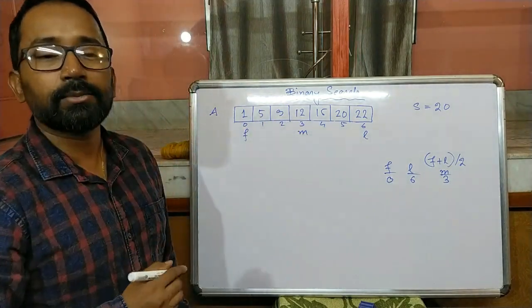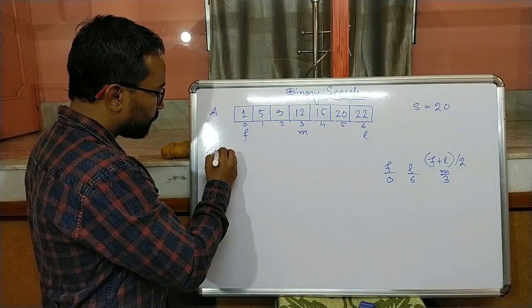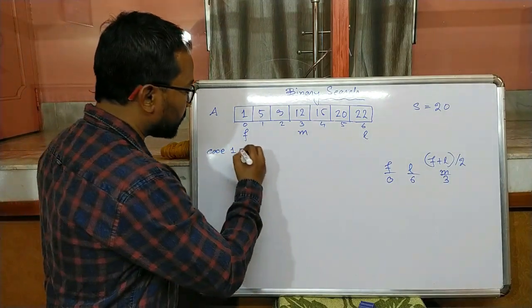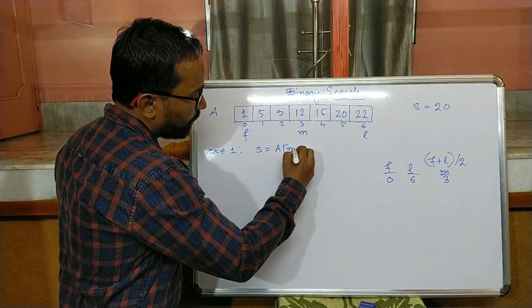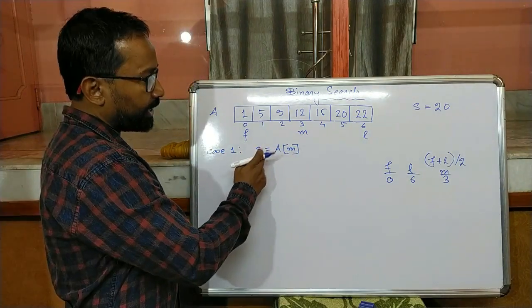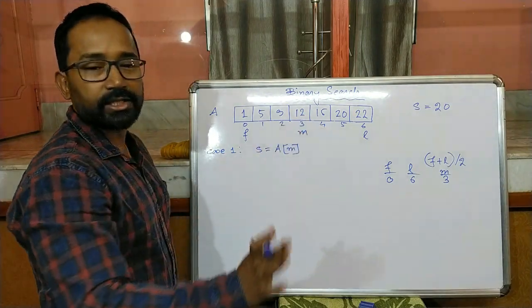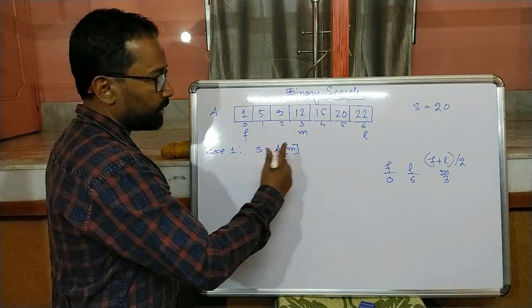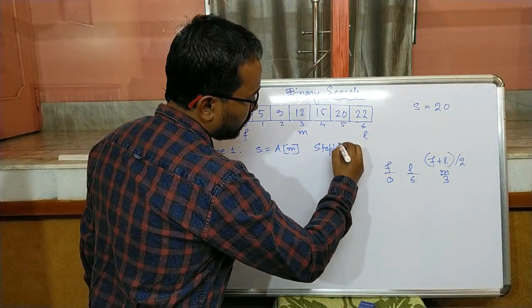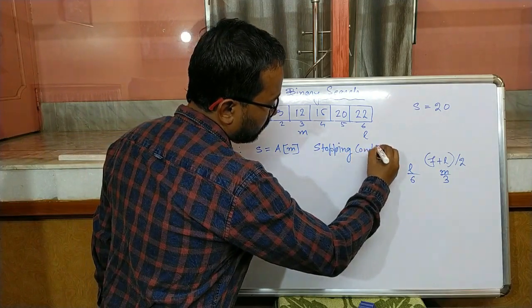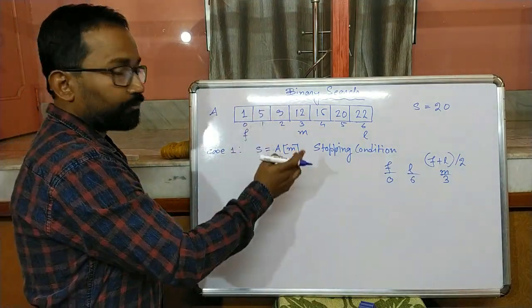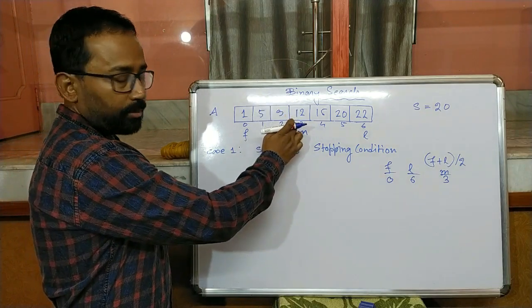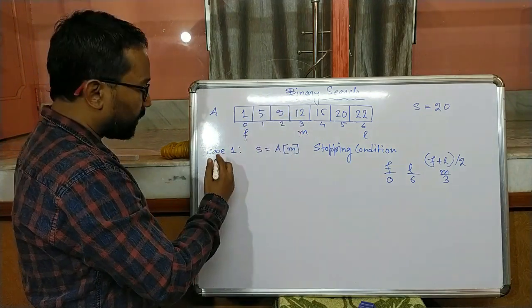So here 3 cases will be there. Case 1, where the value to be searched, that is S, equals A of M, the middle element. If the data is present in the middle element, then the search is finished. So this is my stopping condition. If this condition is not true, that means the value is not present in the middle element, then it will move to a second condition.